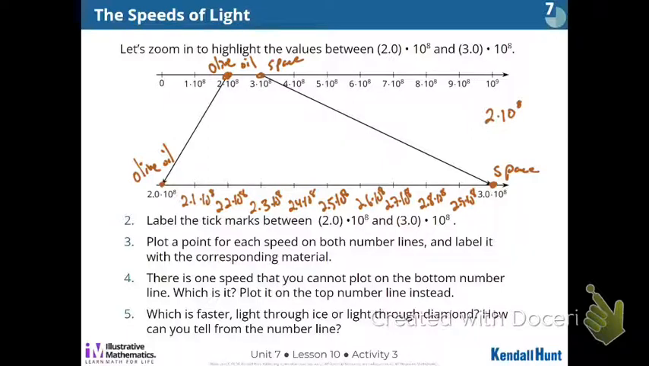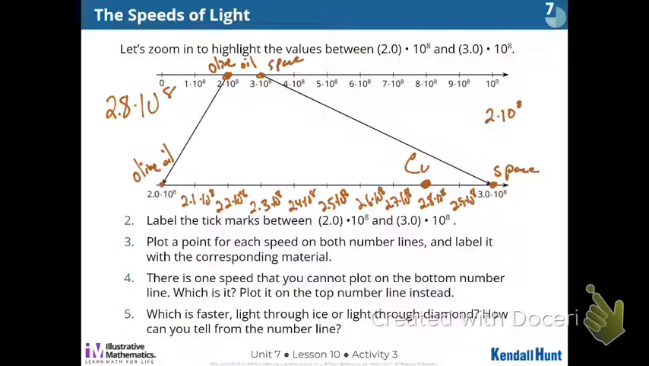Copper wire says 280 million, right? Can I write that easier for my table, my number line I have? Yes. 2.8 times 10 to the 8th, right here. That's copper. Okay. Next was diamond.